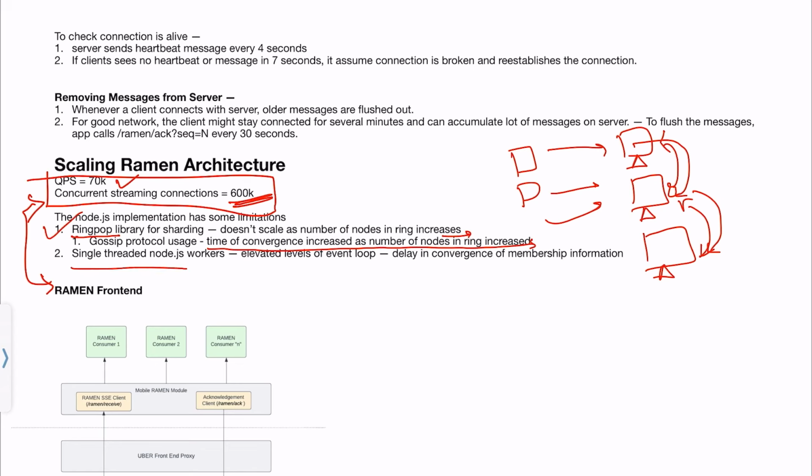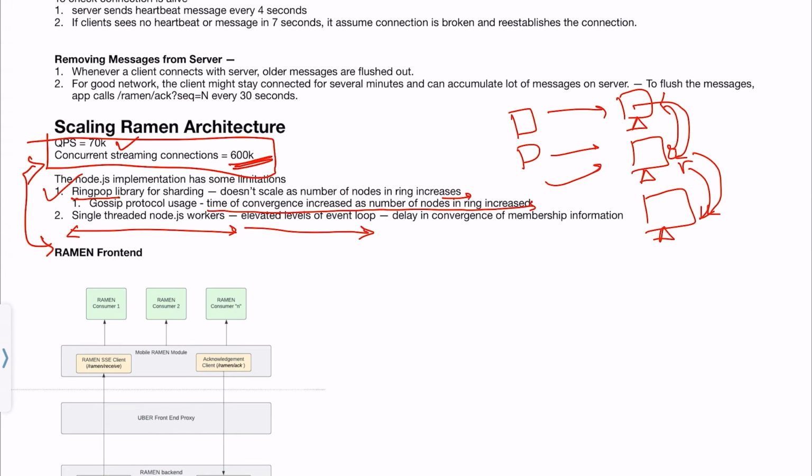Another limitation was single-threaded Node.js workers. I haven't specifically worked with Node.js, or how its architecture works, but there were some limitations associated with the single-threaded nature of Node.js, which led to elevated levels of event loop lag. Again, I haven't personally gone into the details of how Node.js works at scale, but I'm assuming that since it's single-threaded, and if there are a lot of notifications being delivered, the single thread is basically responsible for delivering all the notifications, right?